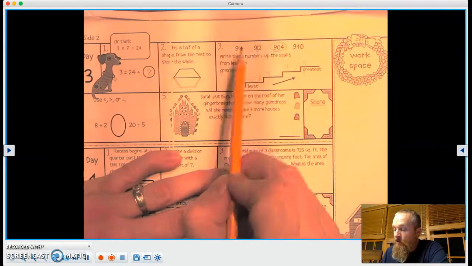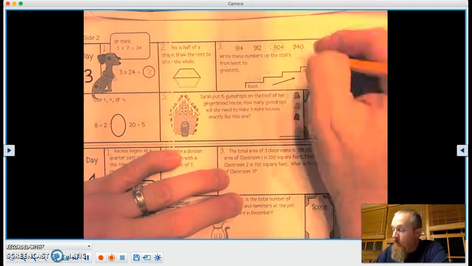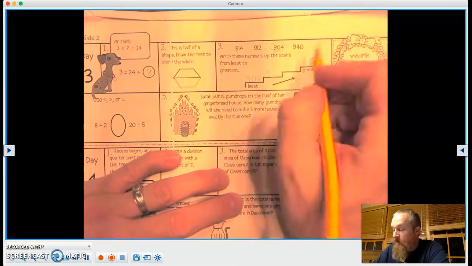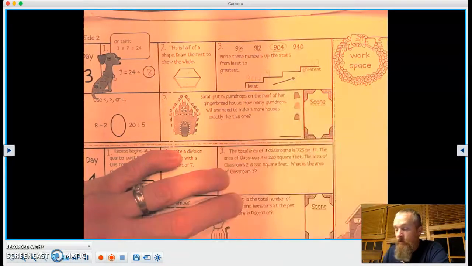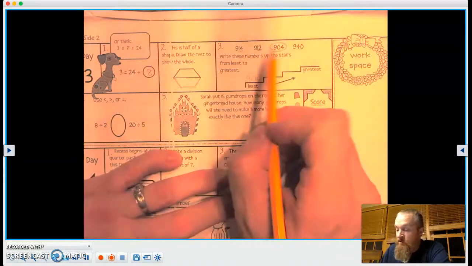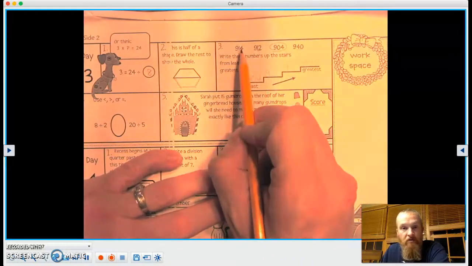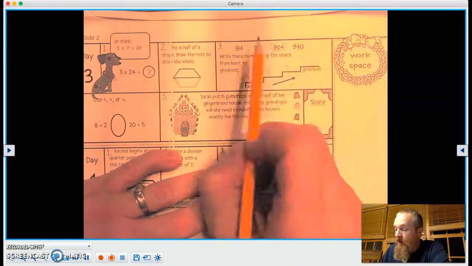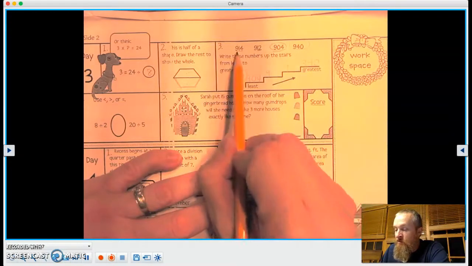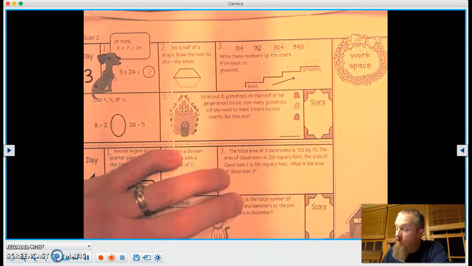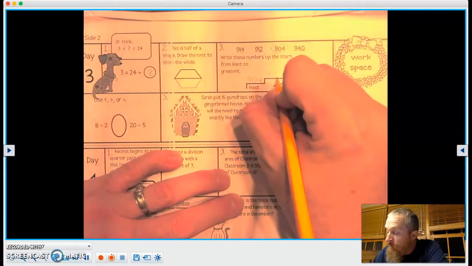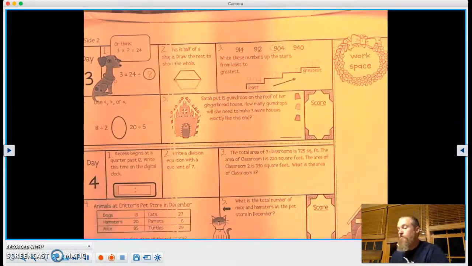Okay? The greatest is 940 because I look at the 10s and the 1s column together, and 40 is larger than 4, 40 is larger than 12, and 40 is larger than 14. Now I'm down to these 2 numbers, 914, 912. Well, 912 is just slightly smaller than 914.